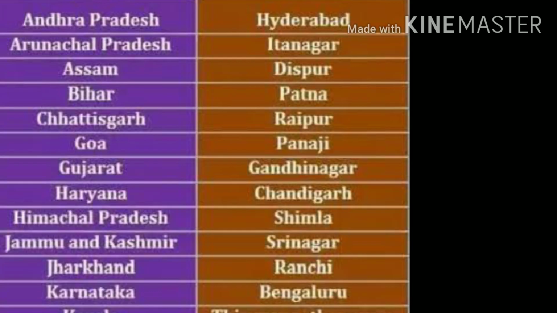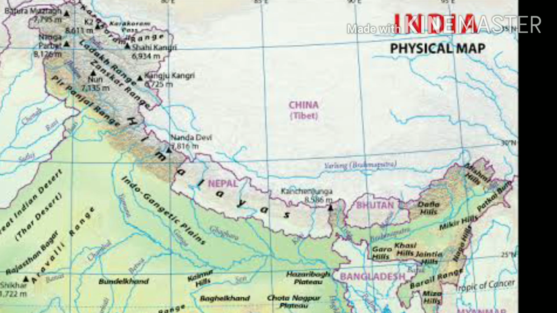So children, what is your homework? Your homework is you should write the states and capitals of our country, and also try to draw the India map. Understand? So that is the homework. Okay children, from next class we have to read about the physical maps. Okay children, thank you.